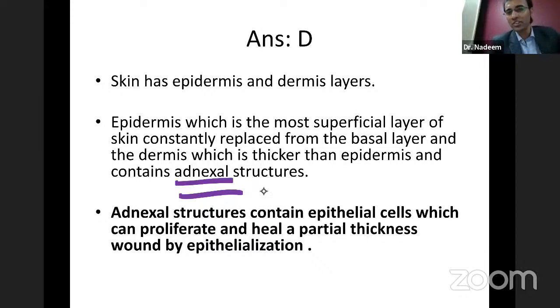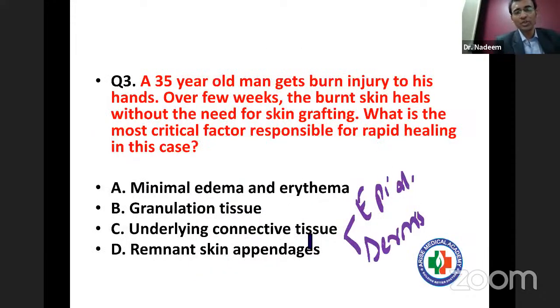These adnexal structures contain epithelial cells, which can proliferate and heal a partial thickness wound by epithelialization. So in this case, it is related to the remnant skin appendages. Easy to understand. Because of the remnant skin appendages, there is rapid healing of the skin. Fine, next question.